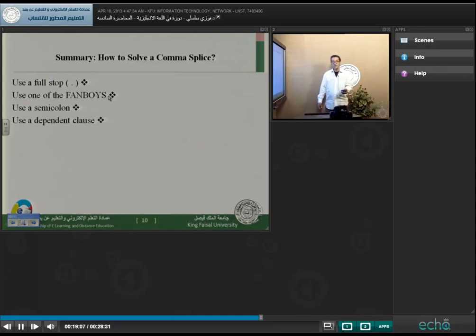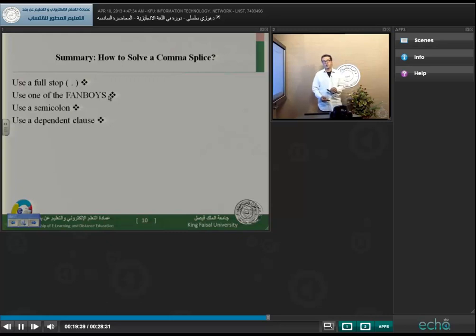So basically this is the problem of the comma splice. The comma splice is a case when you connect two sentences with a comma that don't need to be connected in that manner, right? That comma is wrong there. It doesn't need to be used there. Those two sentences can be put together in different ways. And we've seen a few ways of solving this problem of the comma splice.